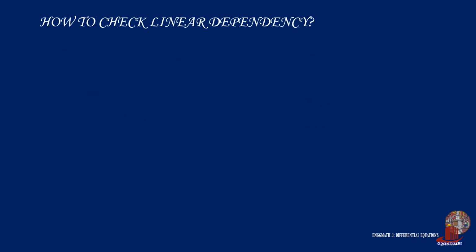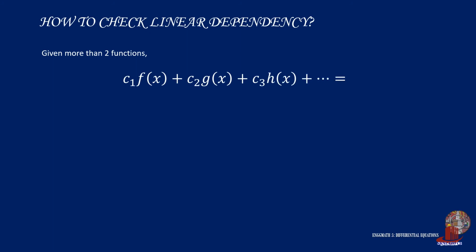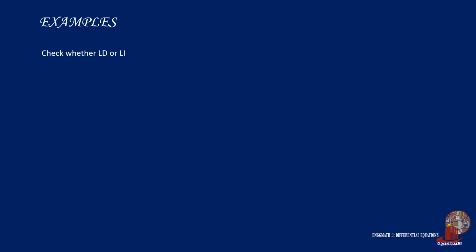How about more functions to be checked for dependency? If there are more functions than 2, revert back to the definition stating that C1 times f of x plus C2 times g of x plus C3 times h of x and so on are combined, and these should be equal to 0. Let's have some examples. We have y1 is equal to 4x squared minus 3x, y2 is equal to 5x, and y3 is equal to x squared to be checked for dependency.